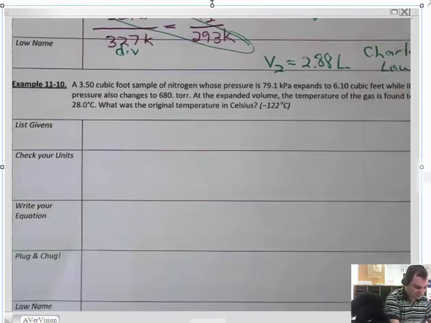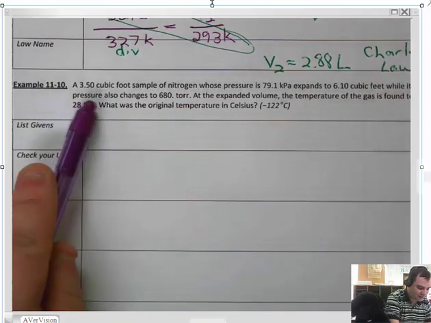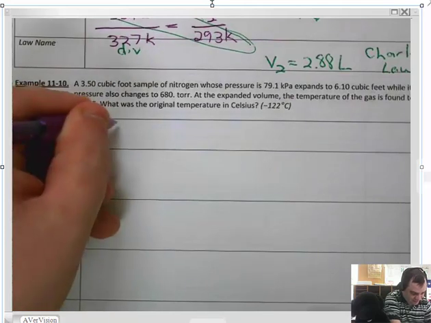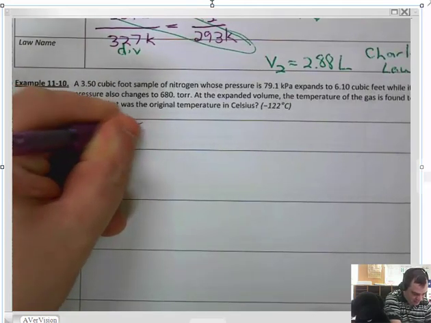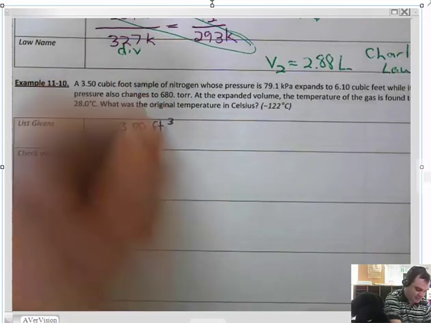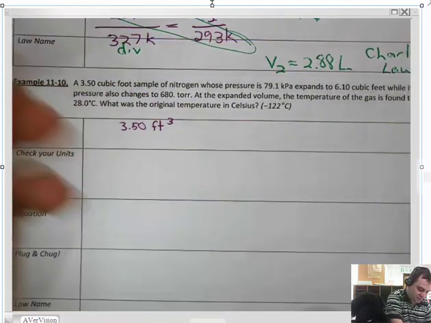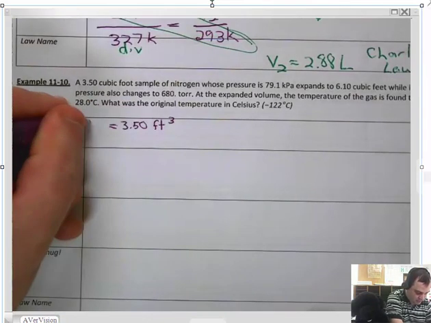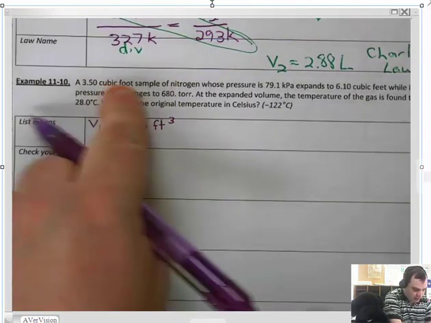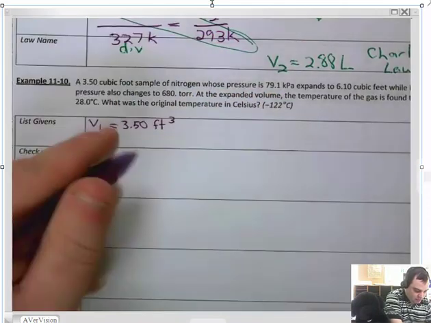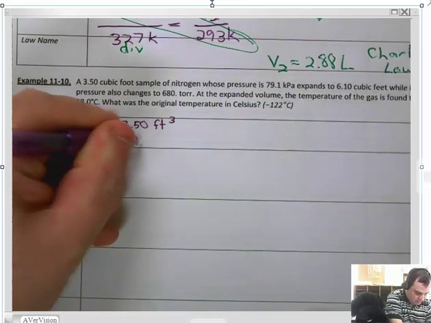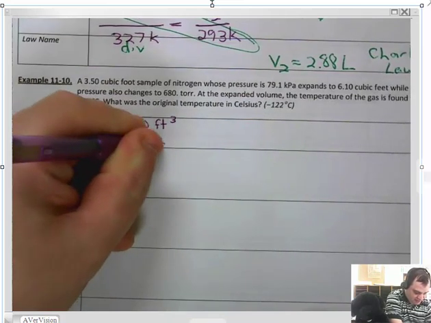Okay. Example 11. A 3.5 cubic foot sample of nitrogen. 3.50 cubic feet, or 3.50 feet cubed, because cubed means to the third power. This is a volume, so this is going to be V1. Whose pressure is 79.1 kilopascals. So we have a P1 of 79.1 kilopascals.